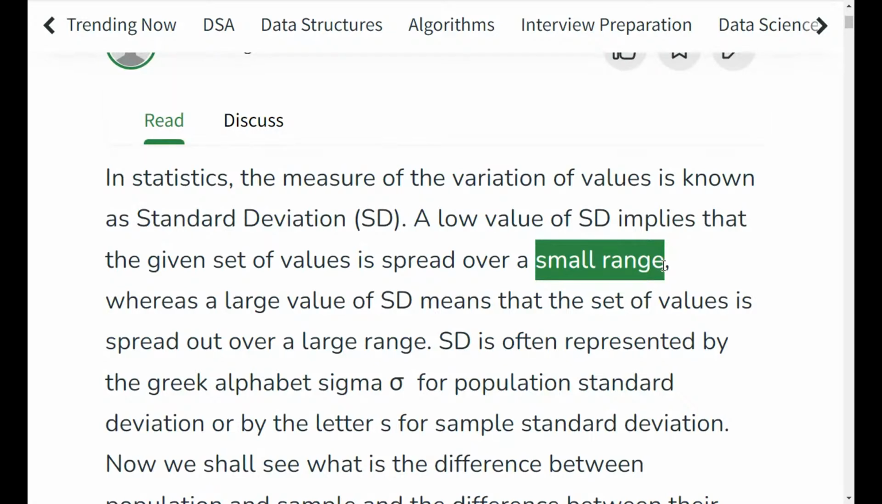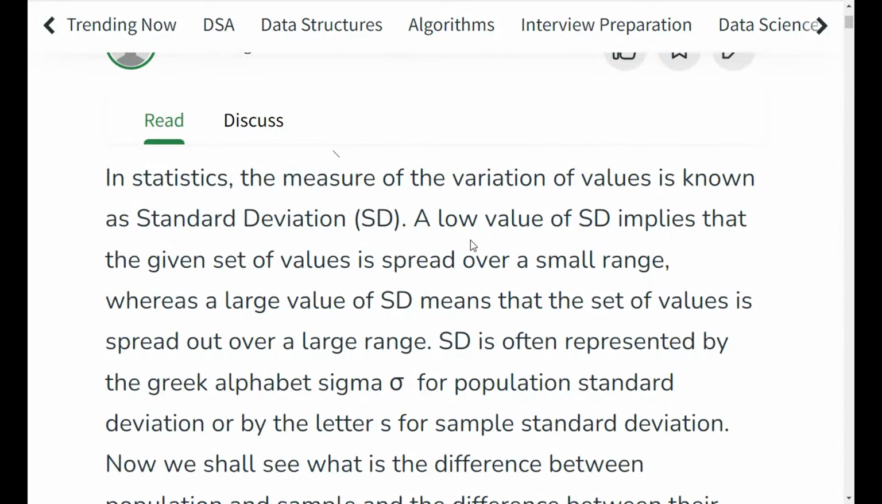Get it? So a less value of SD, that is standard deviation, will tell you there is a small range of numbers there. That's why we get the SD value small. If you're getting a larger value of the standard deviation, that means there are a huge number of variations happening. Get it? Alright?